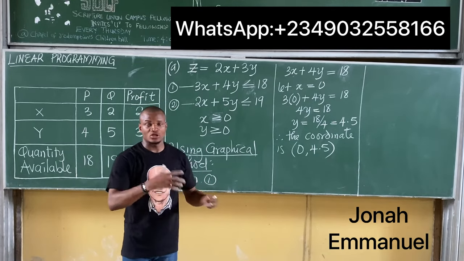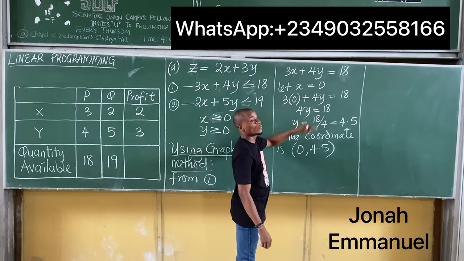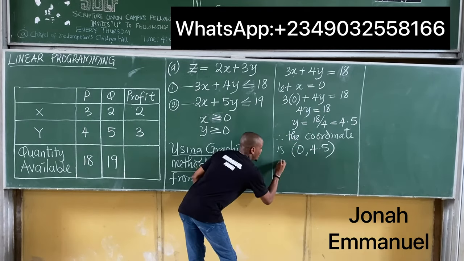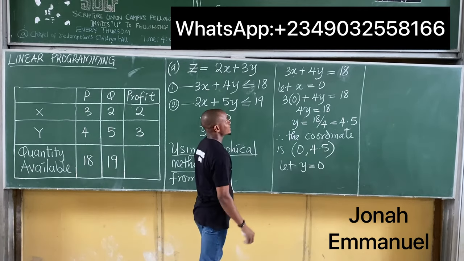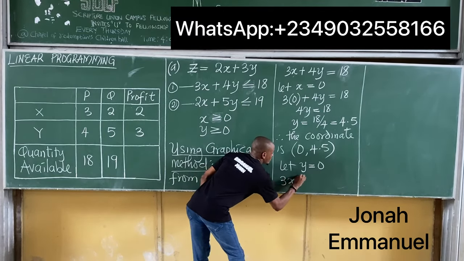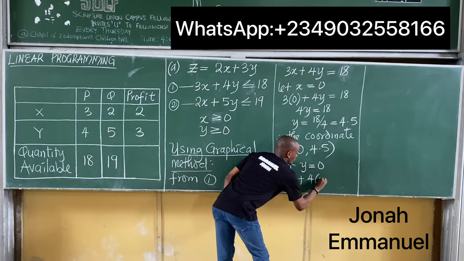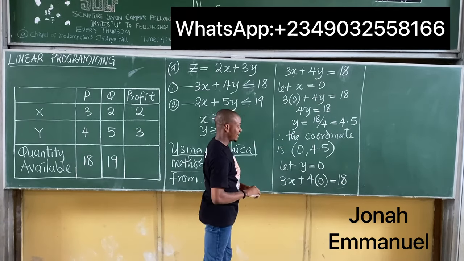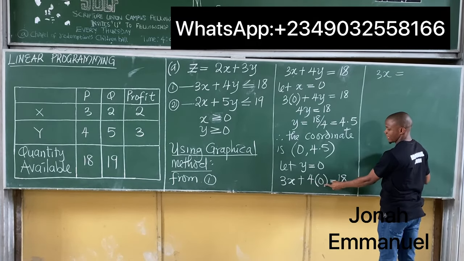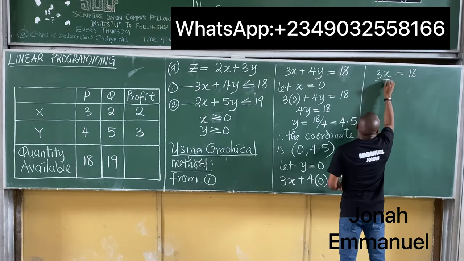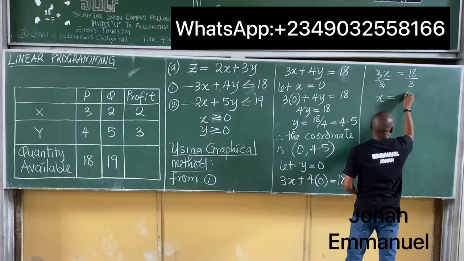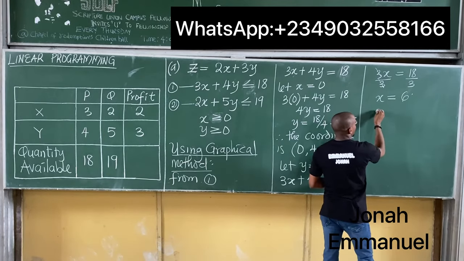Change the inequality to equal to. Assume x to be 0, find y. When you're done, do the reverse. Therefore, assume y to be 0, find x. So the same thing, let y be equal to 0. Put this condition into this equation. I will have 3x plus 4 times y, y is 0, is equal to 18. So 3x is equal to 18. Divide here by 3. This cancels this. So x is equal to, what do you get here? 6.